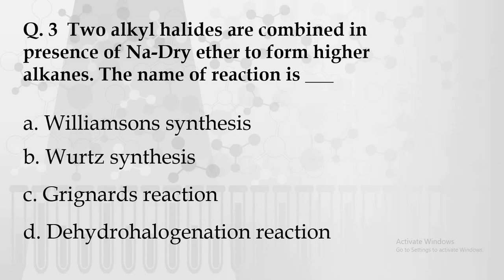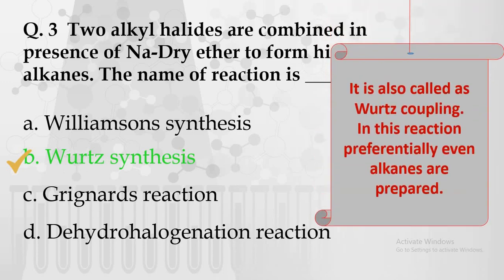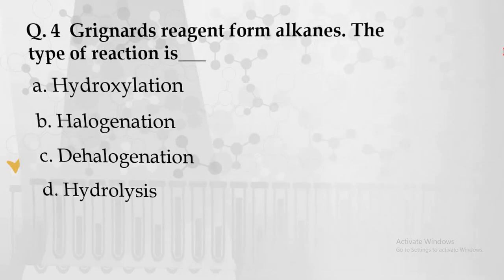Next question, question number 3. Two alkyl halides are combined in presence of sodium and dry ether to form higher alkanes. The name of the reaction is, and the options are A. Williamson synthesis, B. Wurtz synthesis, C. Grignard's reaction, D. Dehydrohalogenation reaction. And the answer is B. Wurtz synthesis. Now this reaction is also called Wurtz coupling. In this reaction, preferentially even alkanes are prepared, meaning the carbon atoms which are in even number.